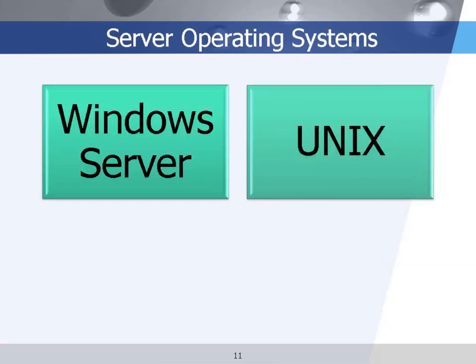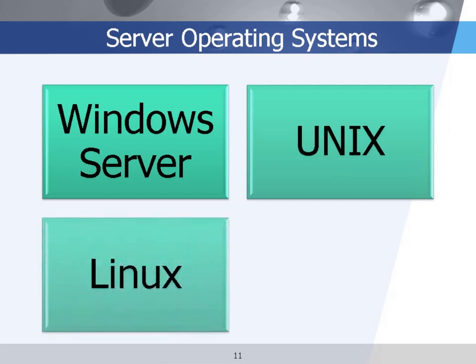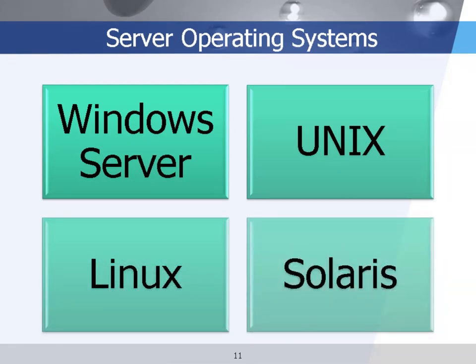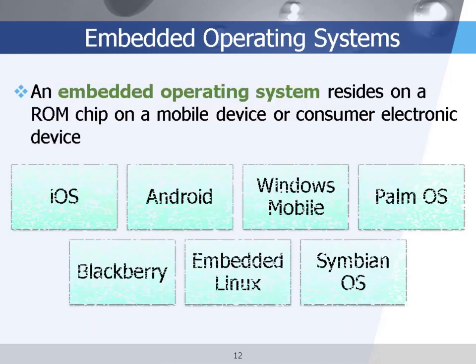So for the server operating system, we also have Windows Server, Unix system, Linux system, and Solaris. Solaris is also one type of Unix, so it's pretty similar to Unix. An embedded operating system resides on a ROM in a mobile device or consumer electronic devices like a smartphone, smartwatch, or tablet. So usually this type of small device uses an embedded operating system.